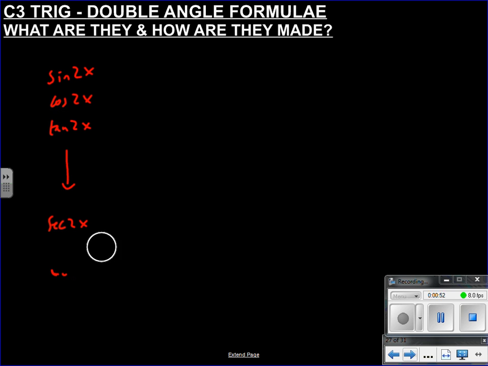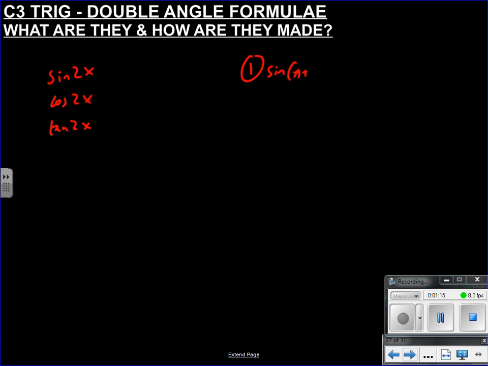But how do we come up with sine 2x, cos 2x, tan 2x? These are extremely useful formulas, especially when you're doing integration, so we are going to put some integral problems in here. So sine 2x, where do I get that from? Well, it all comes from the addition formula.